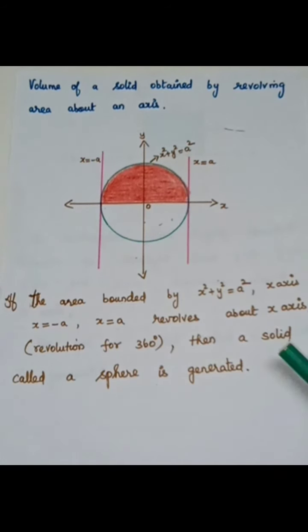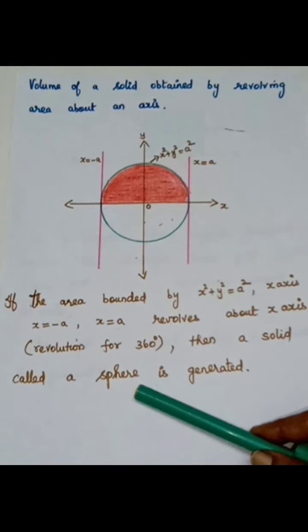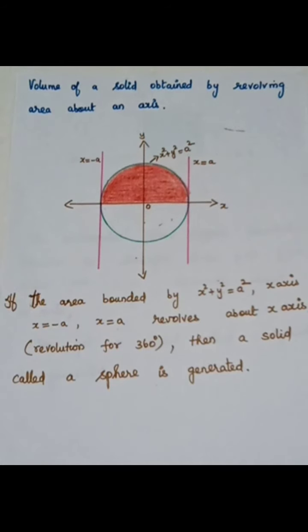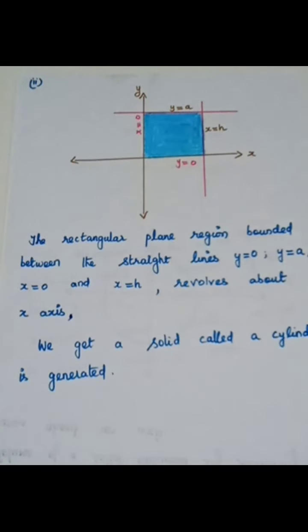You will get a solid. That solid is called a sphere. So, when the area of the circle above the x-axis and between two lines is rotated about the x-axis, you will get a solid called a sphere. Okay, you see the next one, the rectangular plane region.